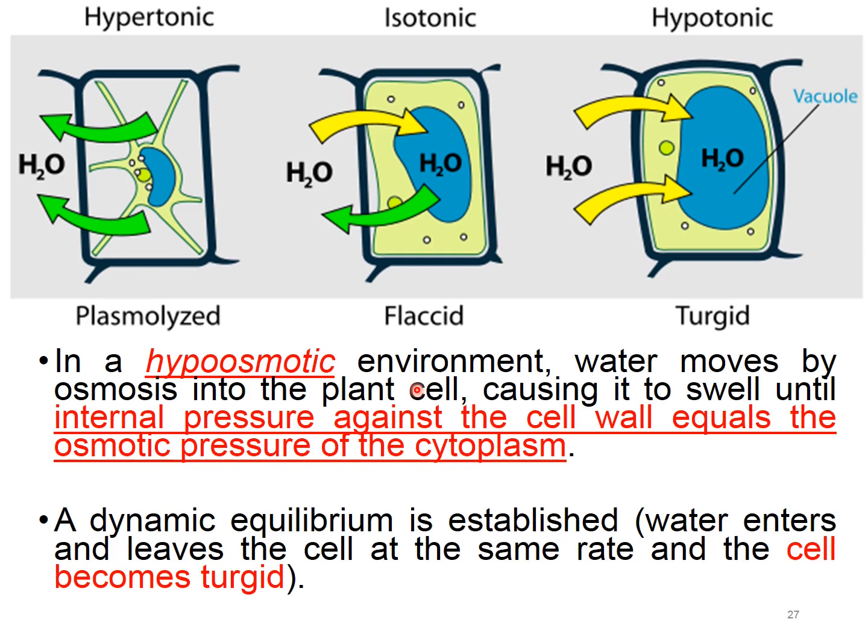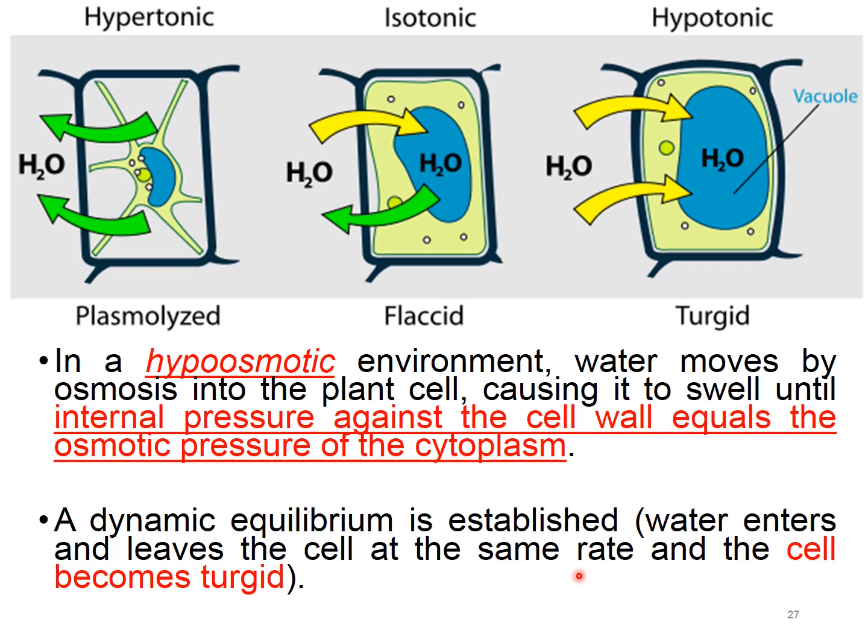What will happen to the cell? The cell will swell. Is it going to rupture? No, there will be an opposing pressure, an opposite pressure from the cell wall to the pressure exerted by the swelling plasma membrane, and this will give the cell some kind of rigidity.